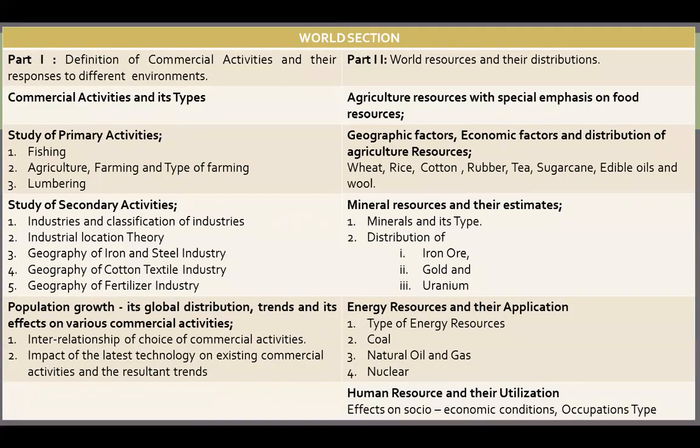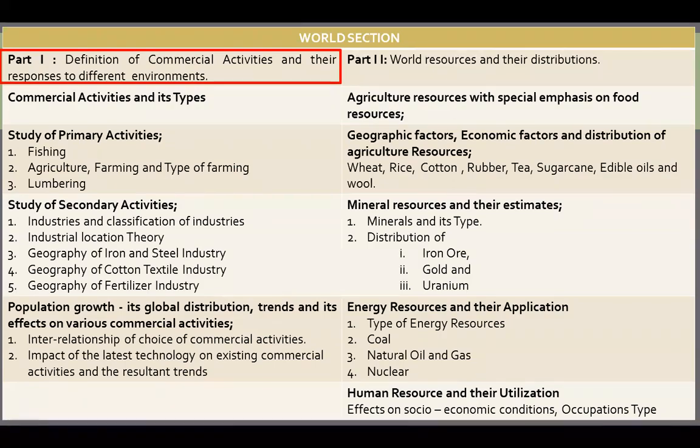So, course outline, commercial geography part 2. Here is the course outline of the first section. As we already know, the geography content covers two sections, the world section and the geography of Pakistan. So here is the world section. Part 1, definition of commercial activities and their responses to different environments. This is the part from which questions will come in your examination paper. So commercial activities and their types is a very important topic, and the first topic of our course will be commercial activities and their types.